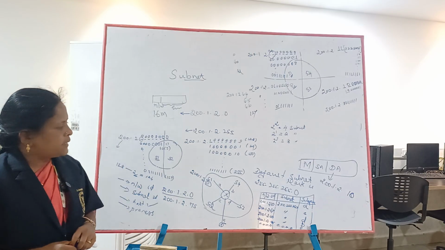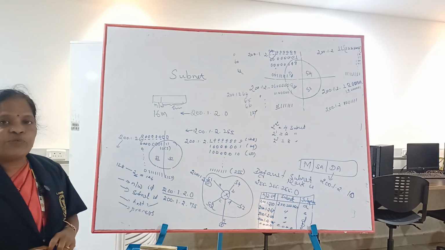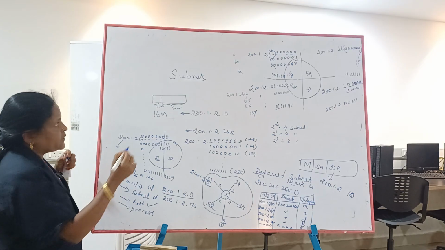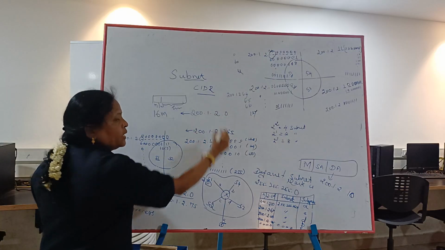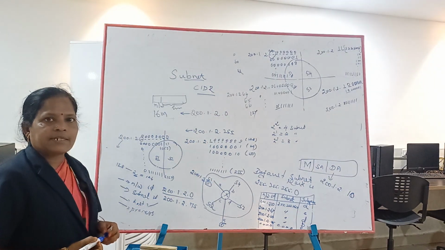Then we will see how the subnet can be used for CIDR also, that is variable length CIDR, classless inter-domain routing protocol. We'll see it next class.